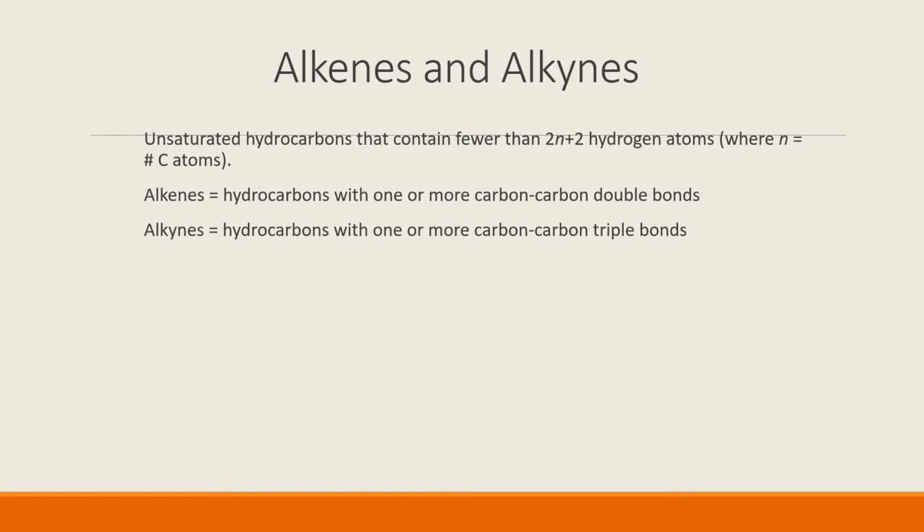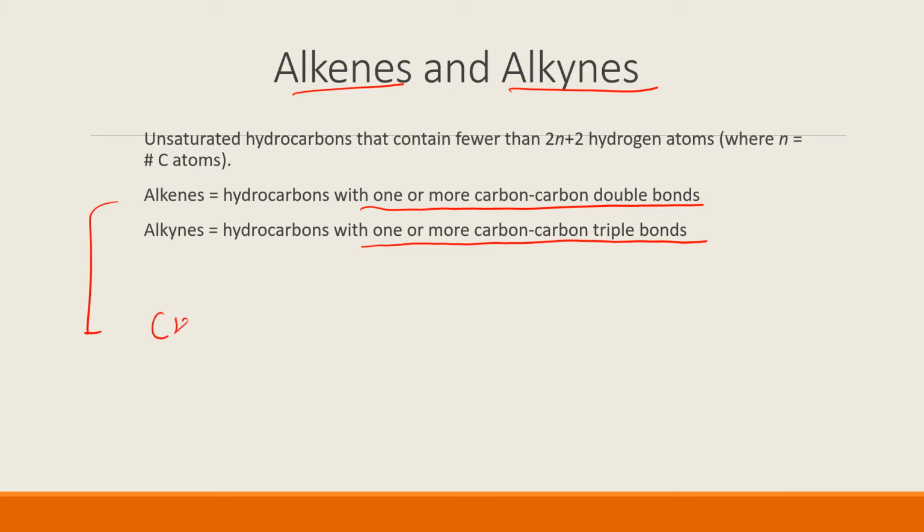Welcome back everyone. In this section we will learn about alkenes and alkynes. Alkenes are those hydrocarbons which contain one or more carbon-carbon double bonds. On the other hand, alkynes are those hydrocarbons which contain one or more carbon-carbon triple bonds. For example, this is an example of an alkene.